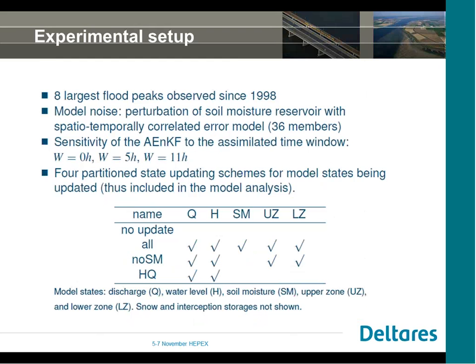So we try to test this for the 8 largest flood peaks. We only perturbed the soil moisture reservoir with a temporal spatial correlation using 36 ensemble members. The sensitivity was tested over the simulation time window. We used 3 time windows: 0 hours, 5 hours, and 11 hours. So this is 1 measurement, this is 6, and this is 12. And we also tested partition state updating schemes. So we had no update, we update all states, we left out soil moisture, and we only update H and Q, so only the routing part.